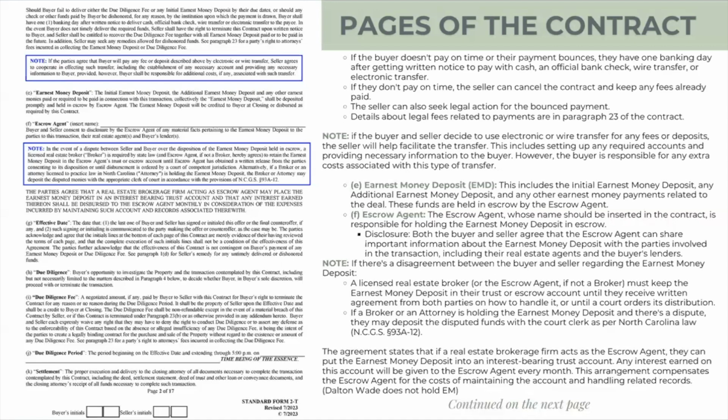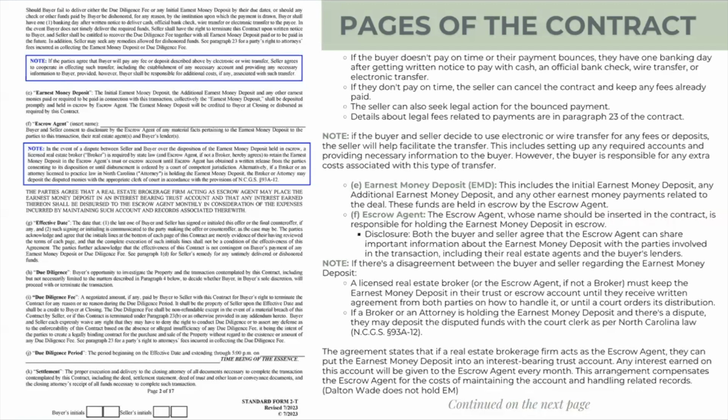E talks about earnest money deposit. So this includes the initial earnest money deposit, any additional earnest money deposits, and any other earnest money payments related to the deal. These funds are held in escrow by the escrow agent. The escrow agent, whose name should be inserted into the contract in F, is responsible for holding the earnest money deposit in escrow. Both the buyer and seller agree that the escrow agent can share important information about the earnest money deposit with the parties involved in the transaction, including their real estate agents and the buyer's lenders.